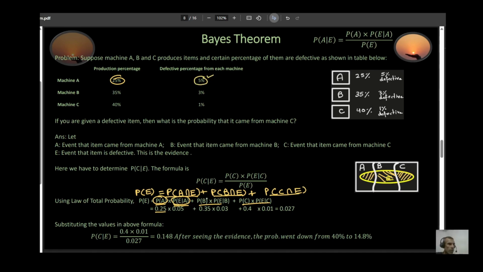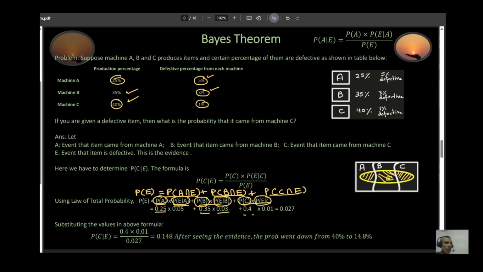Now the probability of B, which means the probability the item came from B, is 35%. That's also given to me right here. The probability that the item is defective, given that it comes from B, which is this term right here, is also given to me, is 3%. Okay, I got this. Same thing with the probability of C. The probability that the item came from C is 40%. That's also given to me. And the probability that the item is defective, given that it came from C, is 1%. That's also given to me.